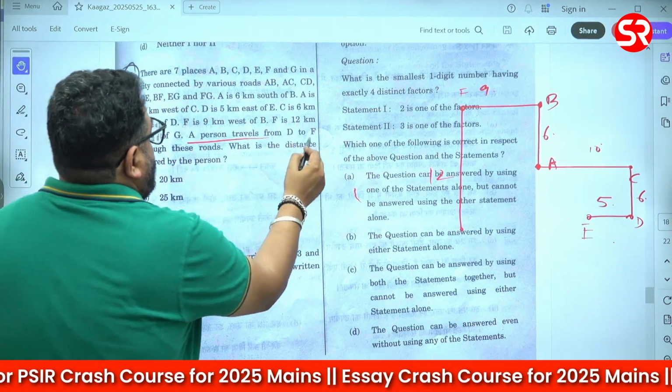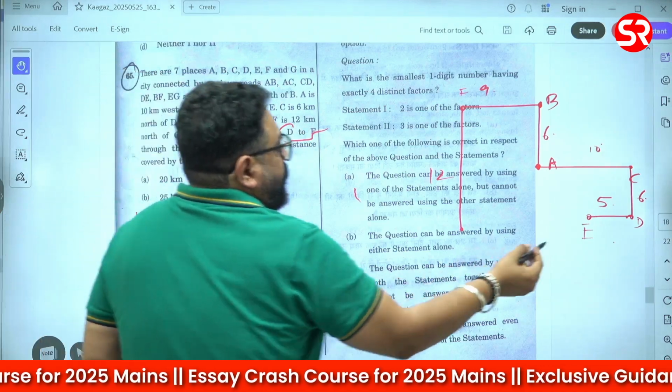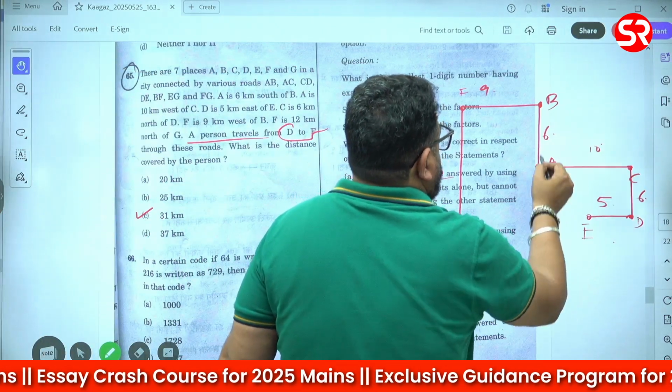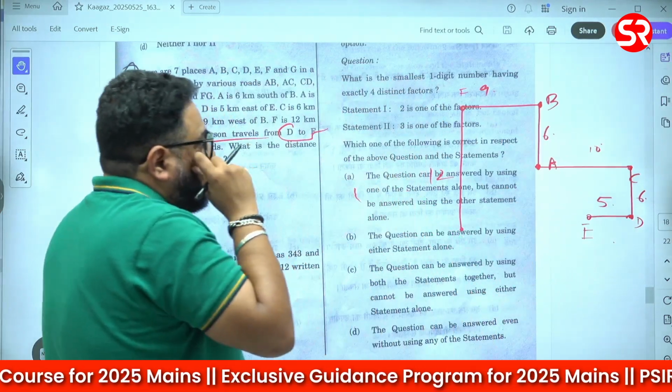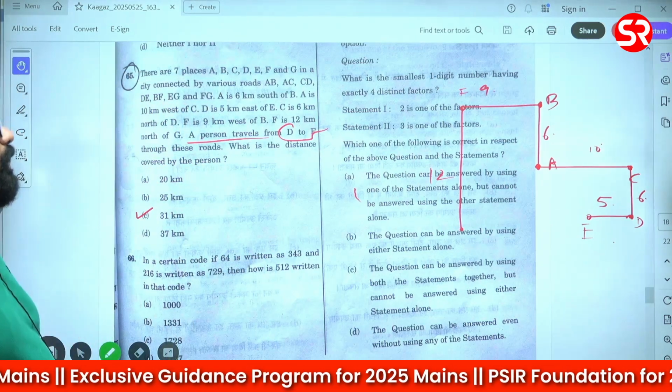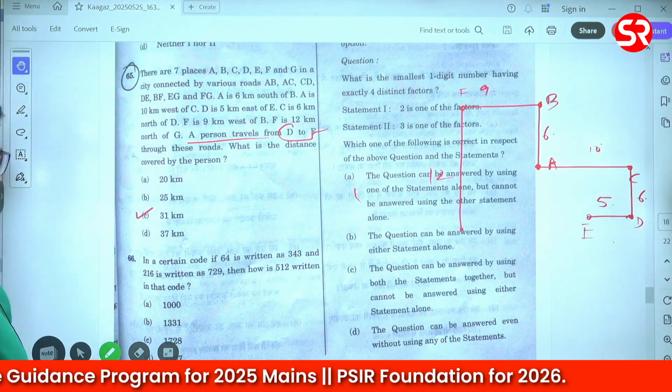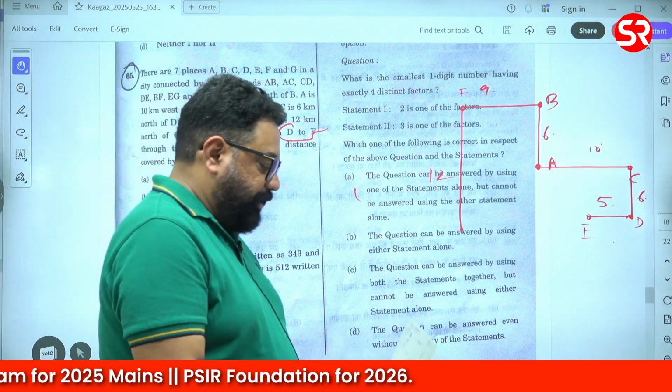A person travels from D to F. So D से F जाना है, ऐड कर लीजिए, राइट? 16 जमा 15, 31 आ जाएगा आपका. आई होप दिस इज नॉट एट ऑल अ टेंशन, है ना? हो जाएगा.